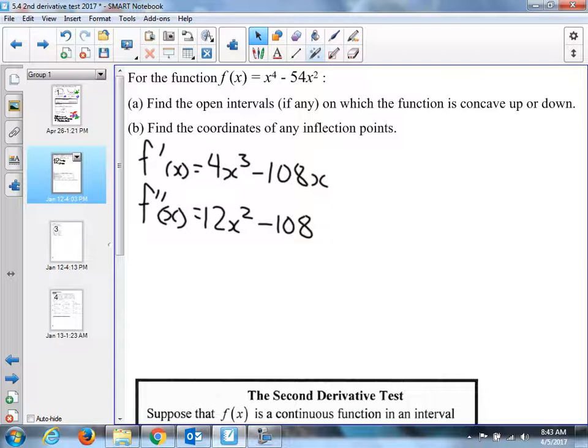to find inflection points, what are we looking for? Where it doesn't exist or where it's 0, right? Well, you can see that it's a polynomial. There's no division in it, no square roots. It's going to exist everywhere. But we do look for the zeros, so I'm going to set this equal to 0. I want you to explicitly write that down too. And then I'm going to factor this side.